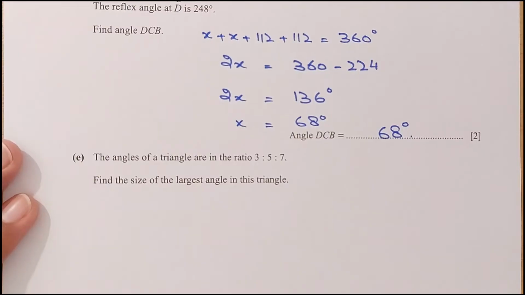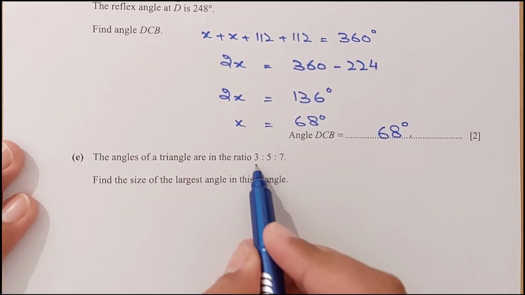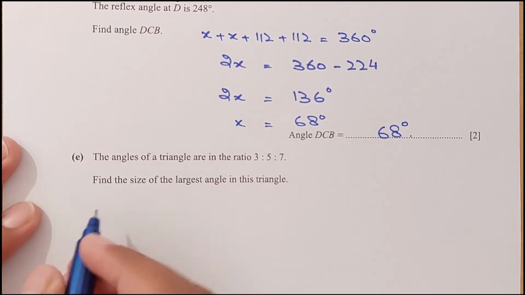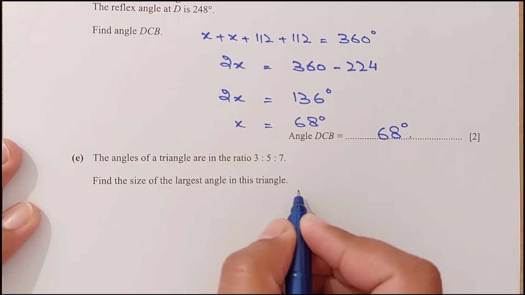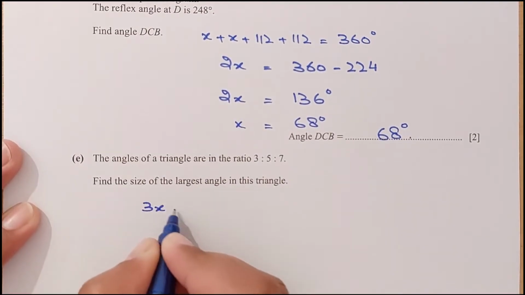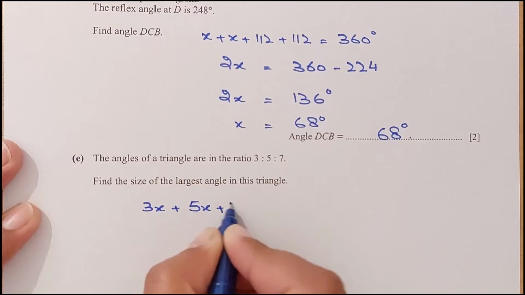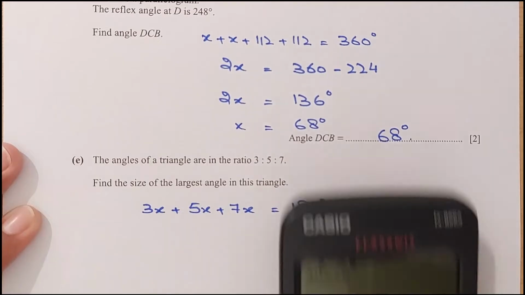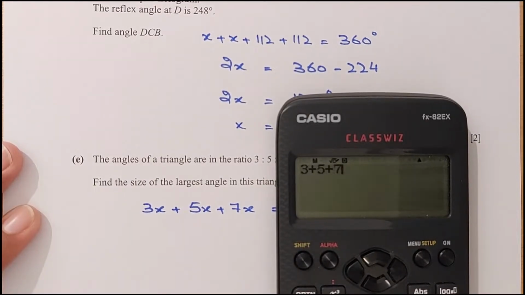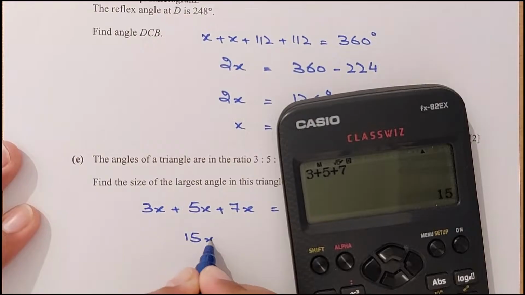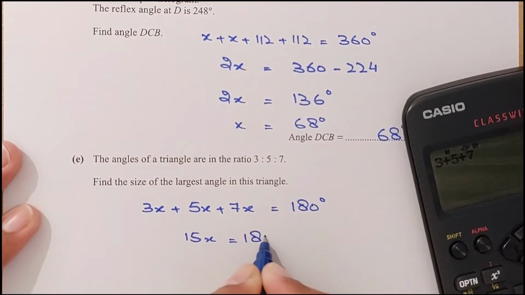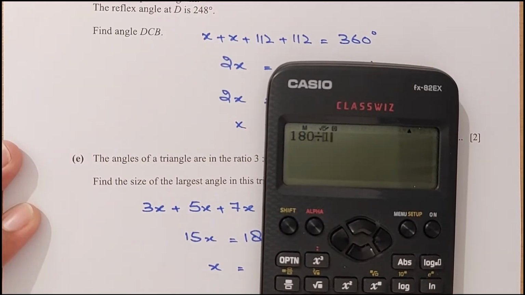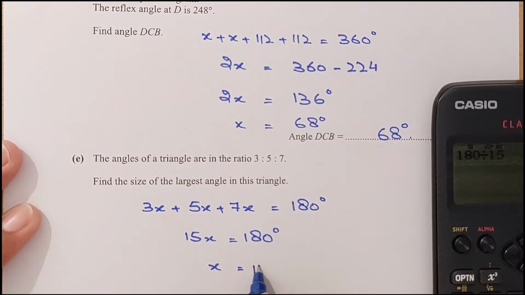Now for part A, the angles of a triangle are in the ratio 3, 5, 7. Find the size of the largest angle in the triangle. So we know that the sum of all angles of a triangle is equal to 180 degrees. So we can say the first angle is 3x, the second is 5x, and the third is 7x. This sum equals 180. Right. So let me solve for x first. 3 plus 5 plus 7, 15x. 15x equals 180. And what is x? 180 divided by 15. 12. X value is 12, right?